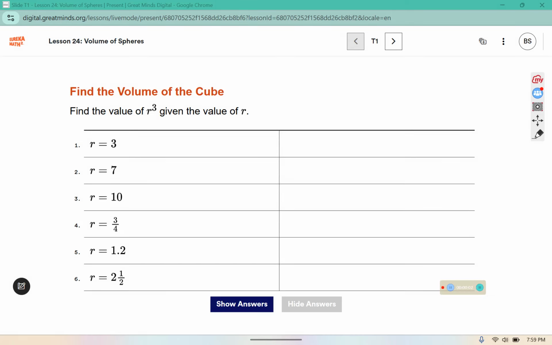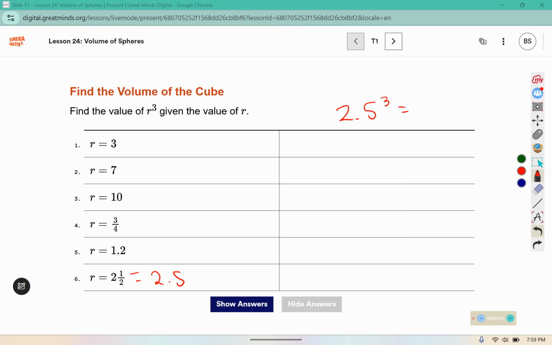Find the value of r to the third power given the value of r. This one can be rewritten as 2.5. So if we did 2.5 to the third power, that's the same as 2.5 times 2.5 times 2.5, which is 15.625. Go ahead and evaluate the remaining problems for your warm-up.